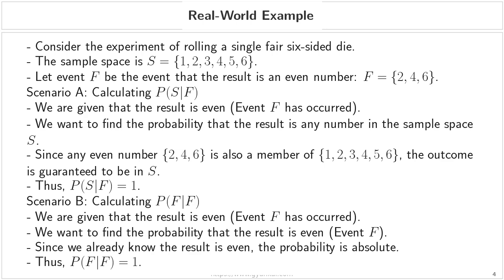Now that we have seen the formal mathematical proofs for these properties, let's bring this down to earth with a real-world example to see how this looks in practice. As you can see, both scenarios lead us back to that same value of 1, reinforcing the idea of certainty we've been discussing. In the next slide, we will summarize these key takeaways.